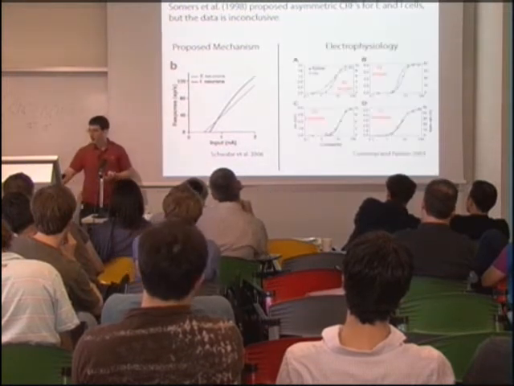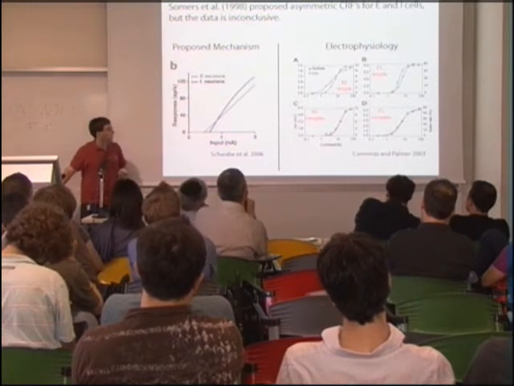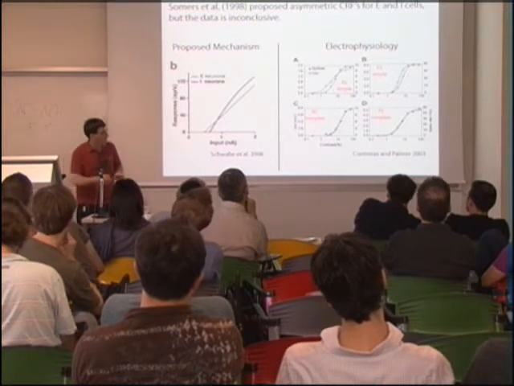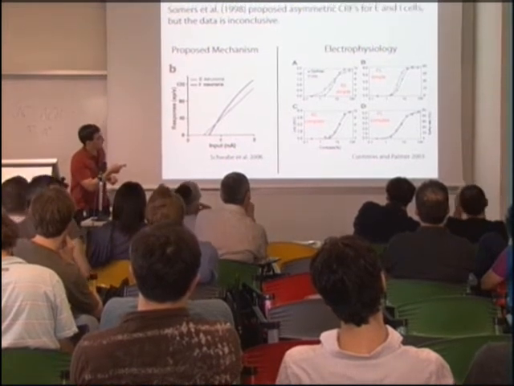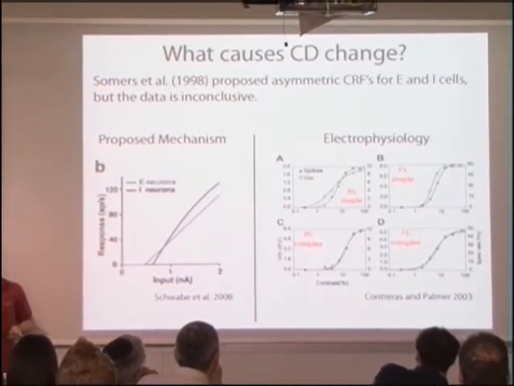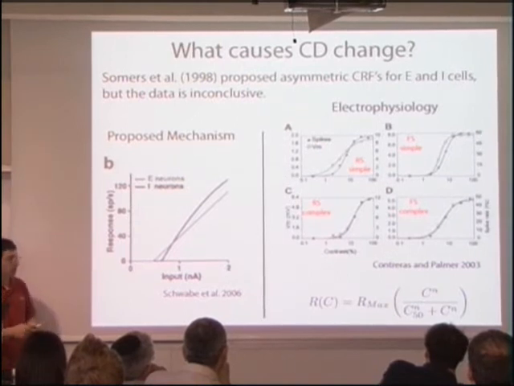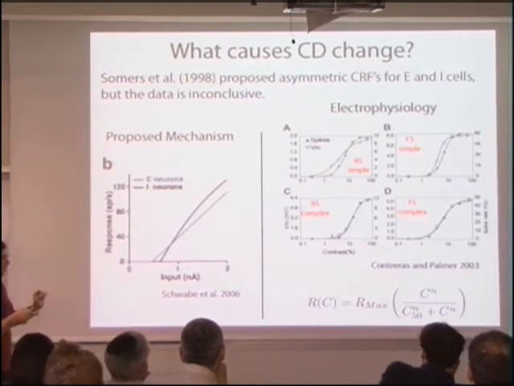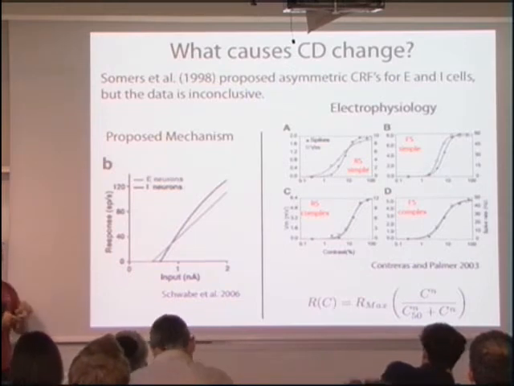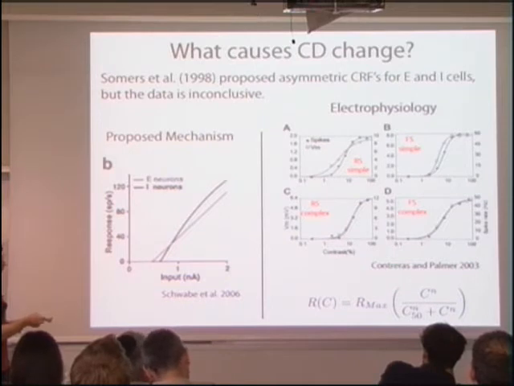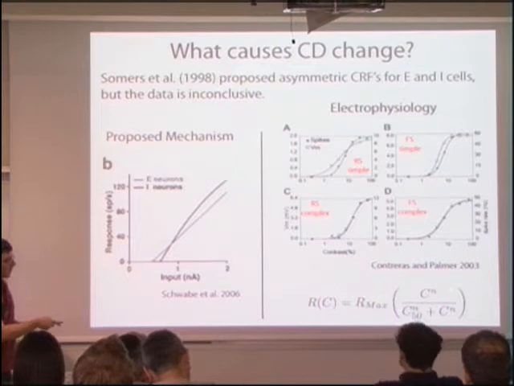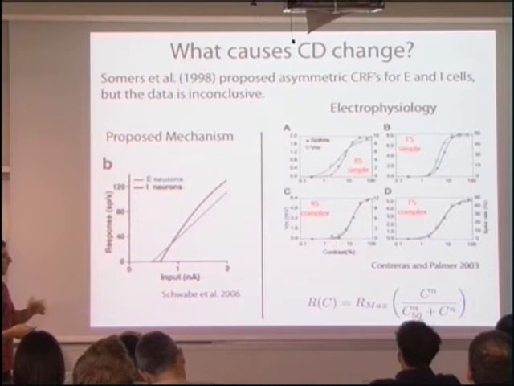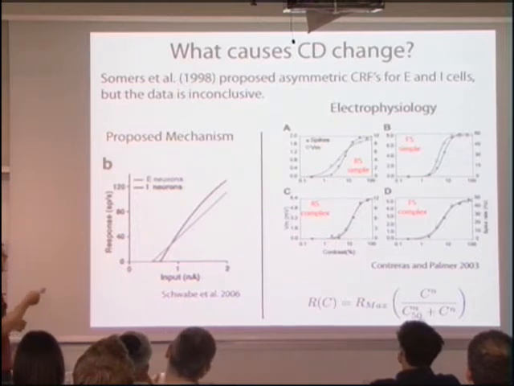The problem is it's not entirely clear that this mechanism exists in V1. In 2003, Contreras and Palmer published the results from their intracellular studies of excitatory or regular spiking and inhibitory or fast spiking cells. What they found when they fit the contrast response functions of the E and I cells with this equation here was that you could not distinguish between E and I cells statistically on the basis of either the exponent N or the C50, the contrast at half maximum firing rate. E and I cells only differed on the basis of their Rmax. But these two parameters, N and C50, are really describing the gain and the threshold. And if you couldn't distinguish between them, it's not really clear that you could have a mechanism like this.